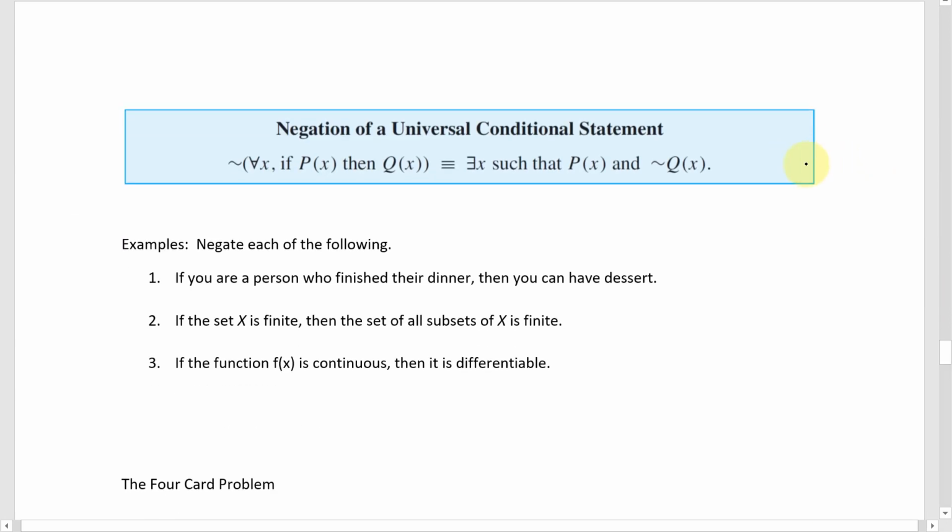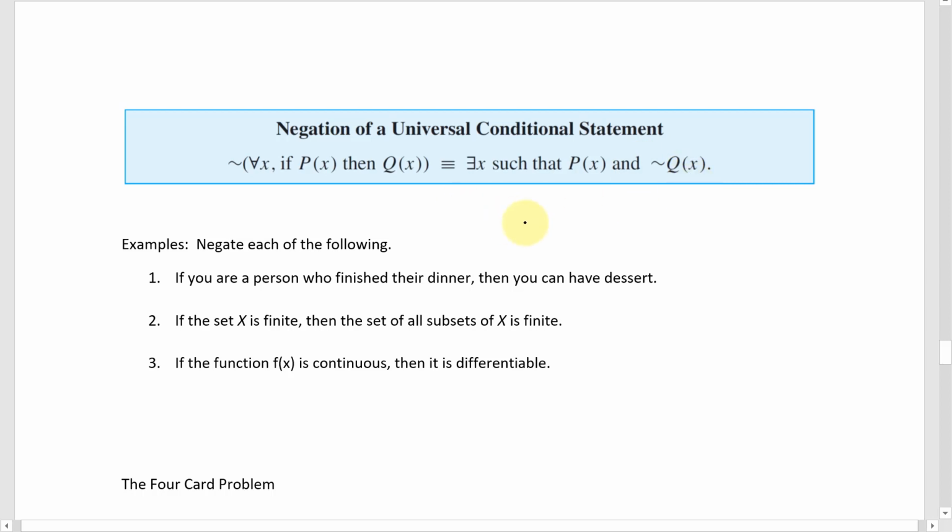Okay, let's move on to creating negations of universal conditional statements. A conditional statement like for all x, if p of x is true, then q of x is true, can be negated. That's what the tilde here says. To negate this universal conditional, we'd say there exists some x such that p of x is true and not q of x is true.